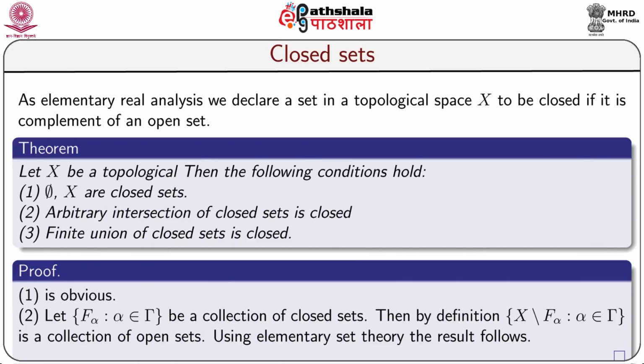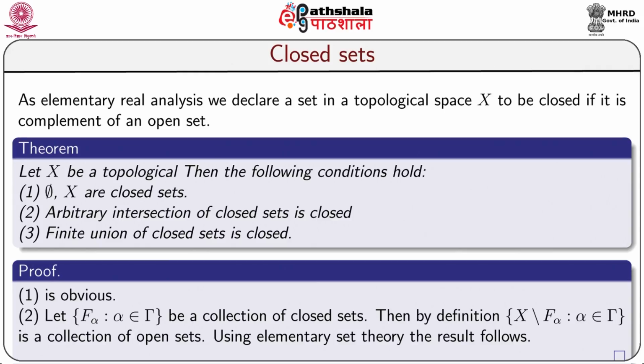As in elementary real analysis, we declare here a set in a topological space to be closed if its complement is open. So in a topological space, a set will be called closed if its complement is open. Then the following can be proved. Theorem: let X be a topological space, then the following conditions hold. Number 1, the empty set and X are closed sets. Number 2, an arbitrary intersection of closed sets is closed. Number 3, a finite union of closed sets is closed.